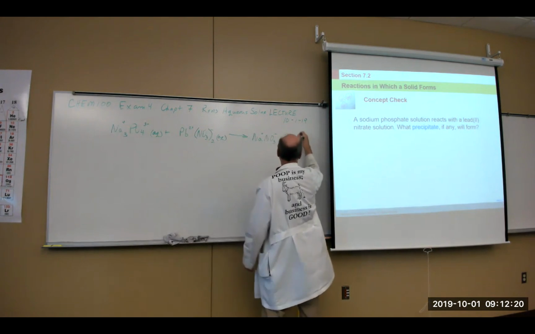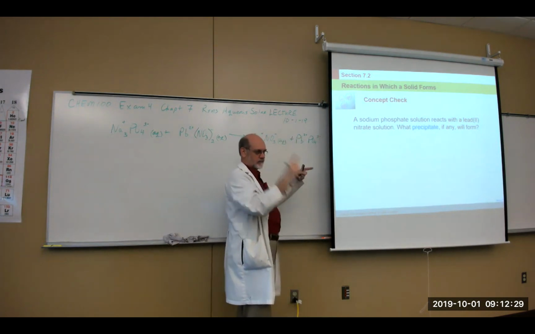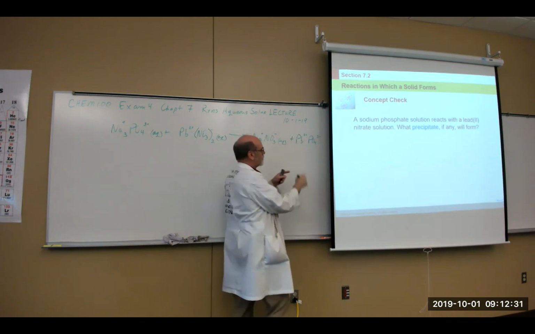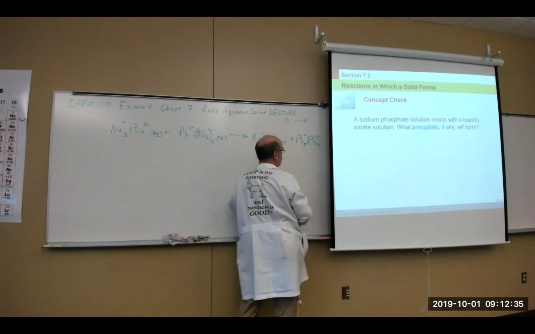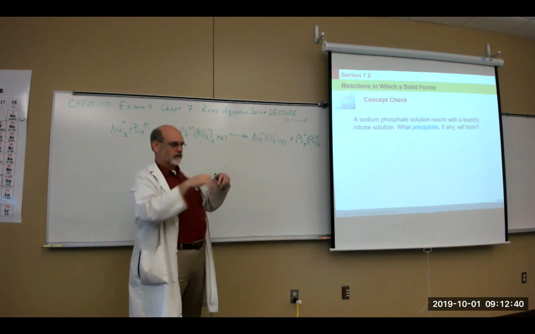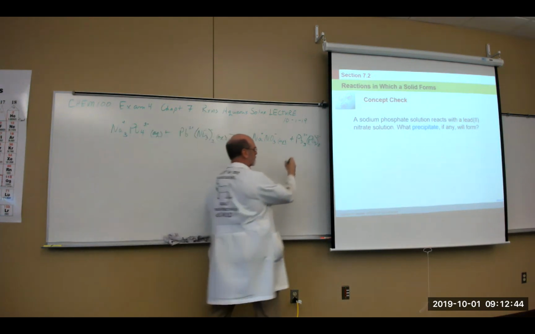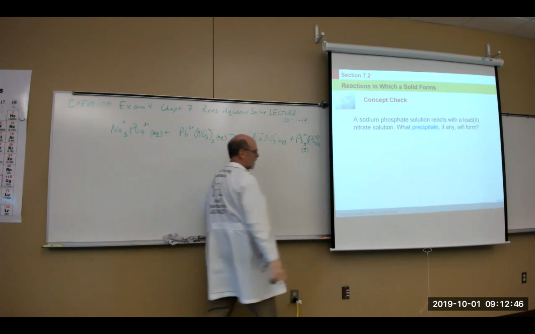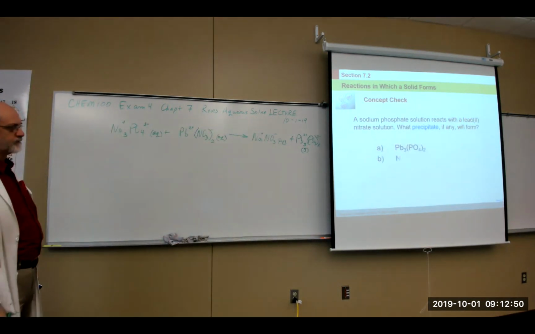Lead 2 with phosphate, 3-. So how do we get that one to balance? Cross multiply. 3 comes over here, 2 goes over there. Then we look it up on our chart. Lead follow phosphate, and I guarantee it'll be insoluble. There's your solid. That's the precipitate that forms.